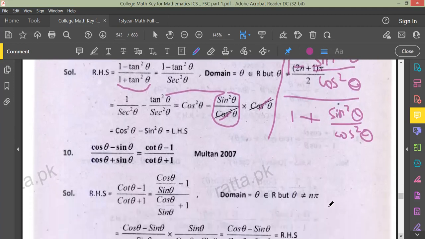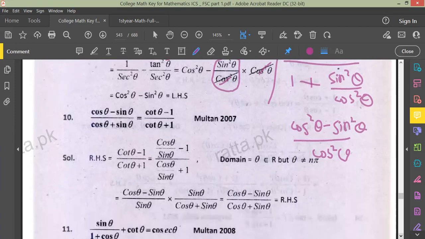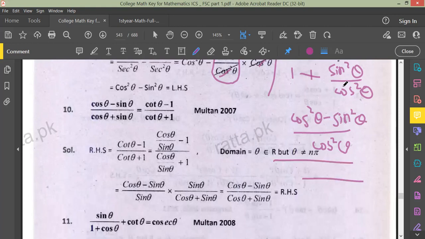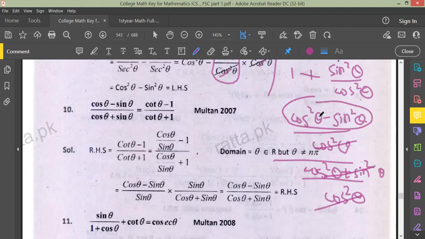So if I write it, here the LCM is cos square theta, so this will be equal to cos square theta minus sine square theta over cos square theta plus sine square theta. So cos square theta will be cancelled out with cos square theta. Cos square theta plus sine square theta will be 1. So our final answer will be cos square theta minus sine square theta, which is equal to our right hand side. So after question number 9, we will try question number 10.